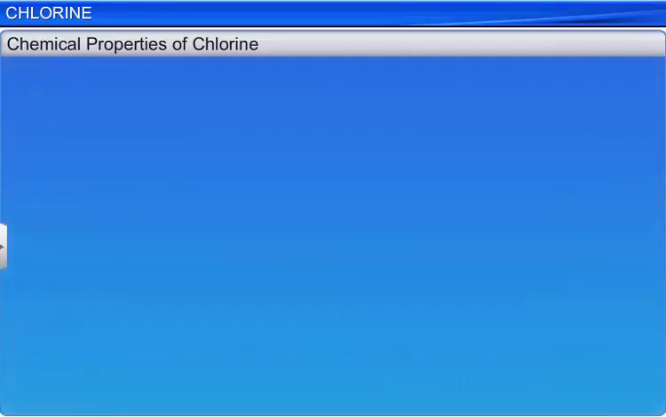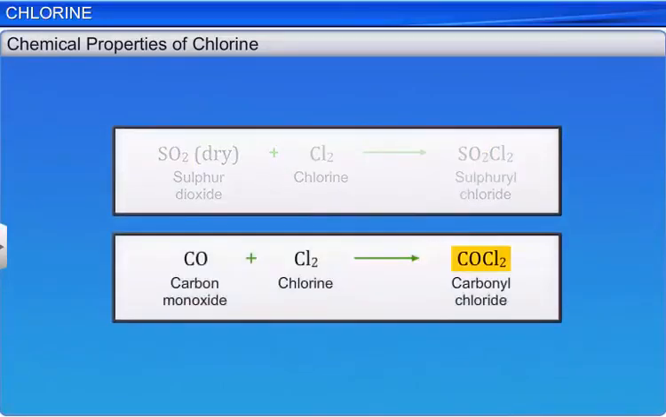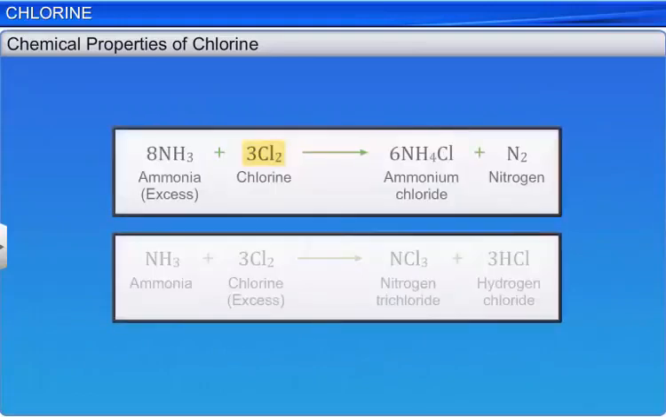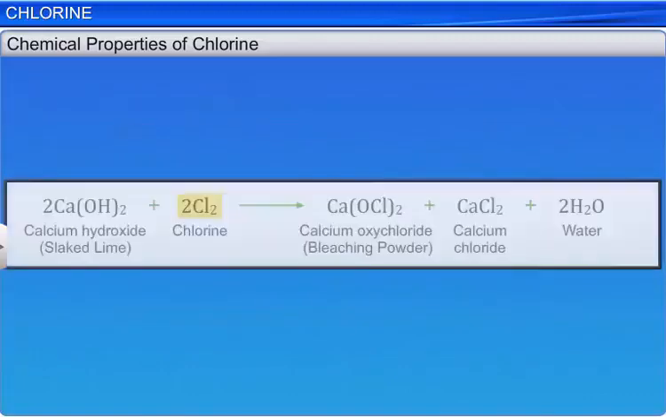It forms addition compounds like sulfuryl chloride with sulfur dioxide and carbonyl chloride with carbon monoxide. It forms ammonium chloride with an excess of ammonia and the explosive nitrogen trichloride with an excess of chlorine. It forms bleaching powder with slaked lime.